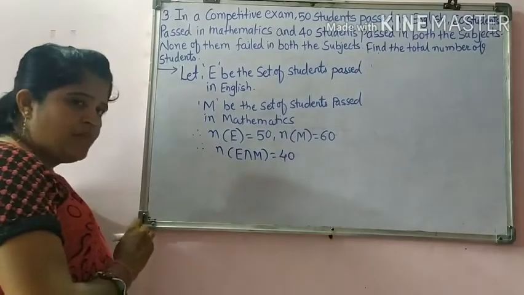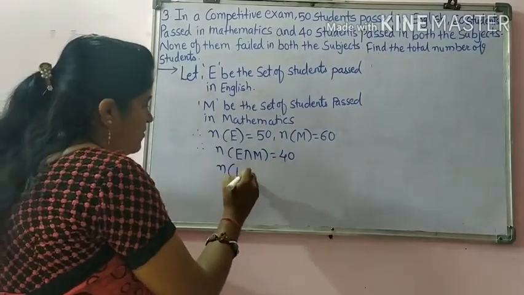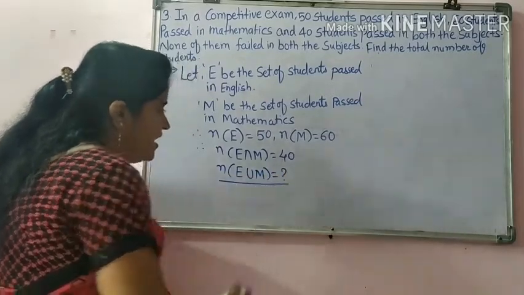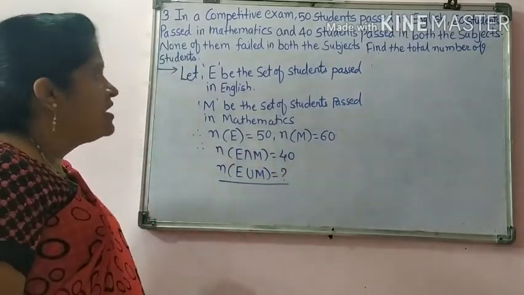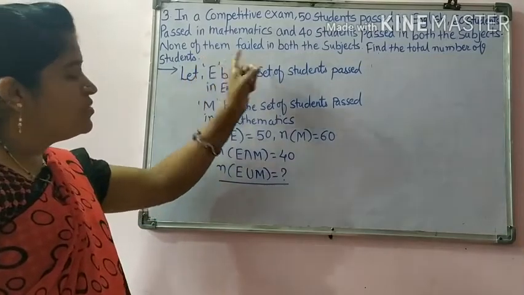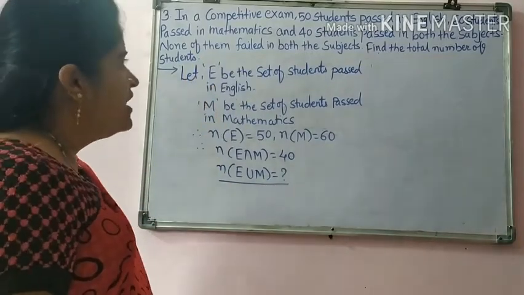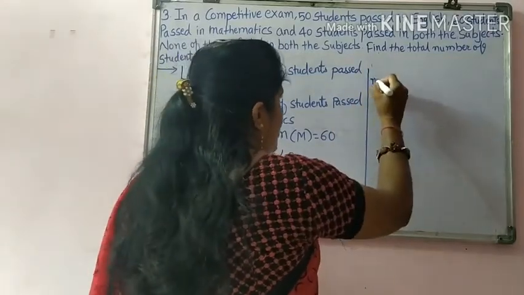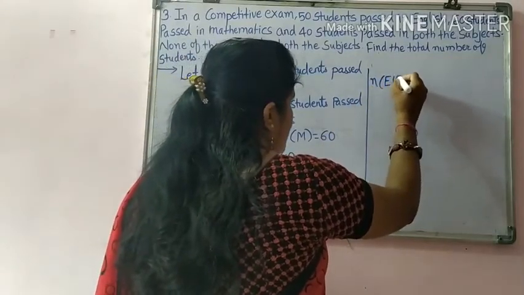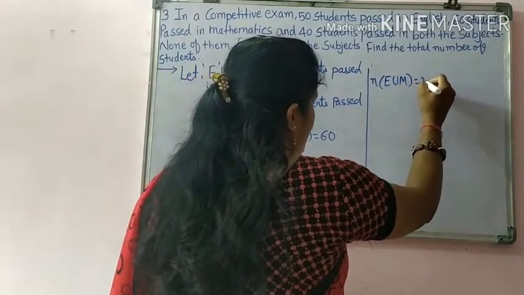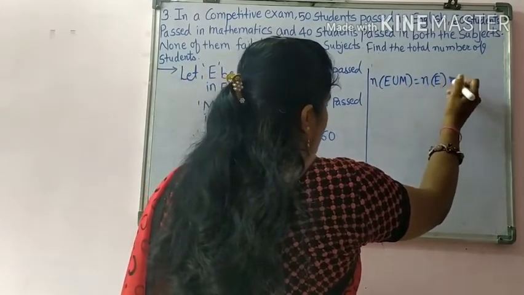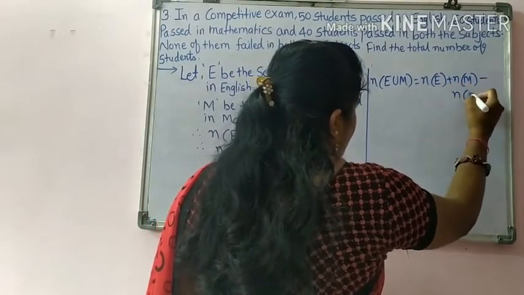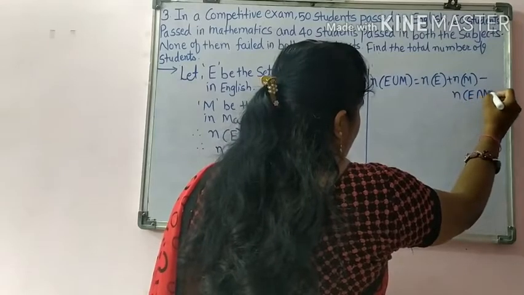Now in this example, we are going to find the number of elements of E union M. That is the total number of students, because there are no students who failed in the exam. So therefore, we know that n of E union M is equal to n of E plus n of M minus n of E intersection M.